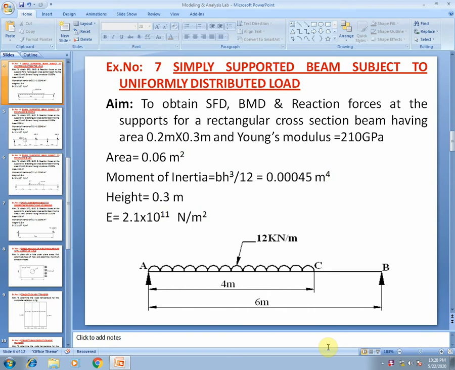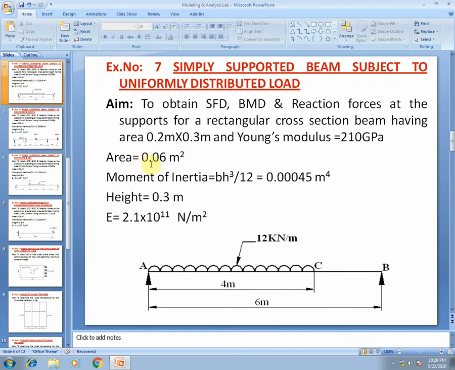Today we are conducting the FEM lab, experiment number 7: a simply supported beam subjected to a uniformly distributed load. Our aim is to obtain the shear force diagram, the bending moment diagram, and the reaction forces at the supports for a rectangular cross-section beam of 0.2 meter by 0.3 meters, with Young's modulus of 210 gigapascals. First we have to write the given data.